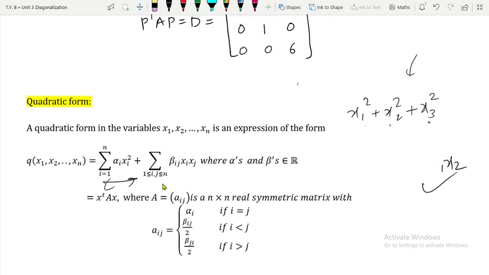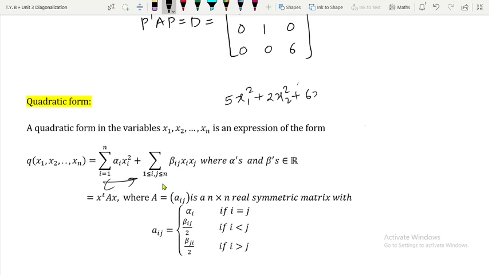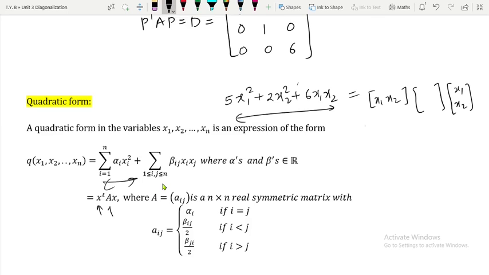Now the interesting thing about this quadratic form is that it can be written in matrix form. How can you write it in matrix form? Just one simple example. Suppose I have 5x1 square plus 2x2 square plus 6x1x2. This is a quadratic form in only 2 variables, so it can be written in matrix form as: first you write down x1 x2 over here, and over here you write down x1 x2. In between both you are supposed to write a 2 by 2 matrix. That is how it can be written as x transpose A multiplied by x.